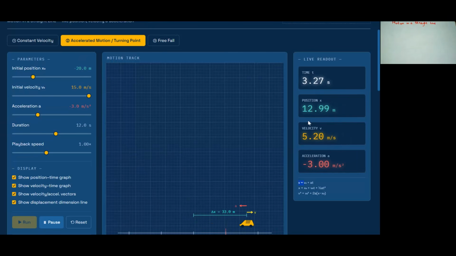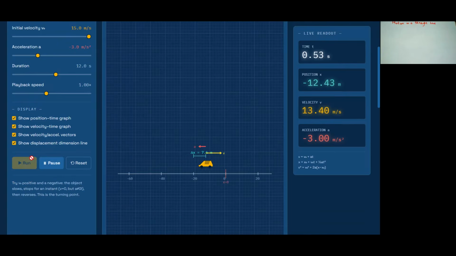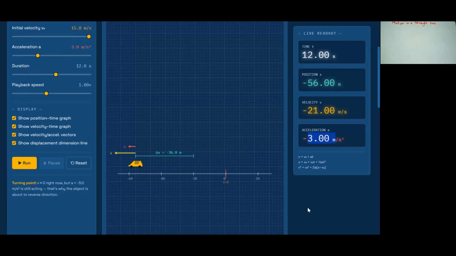Velocity is dropping. Yes, clear. Velocity dropping: 6, 5, 4, 3, 2, 1 and 0. For 1 second, the car is completely at rest. This is the turning point. v is equal to 0 right now, but acceleration minus 3.0 meters per second squared is still acting. That's why the object is about to reverse direction.